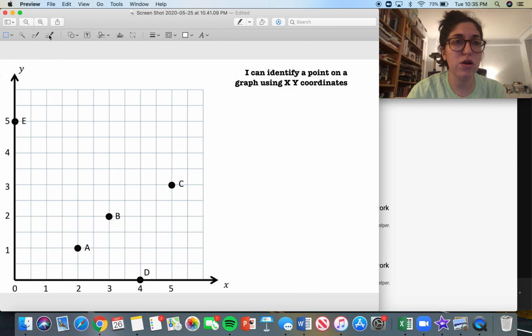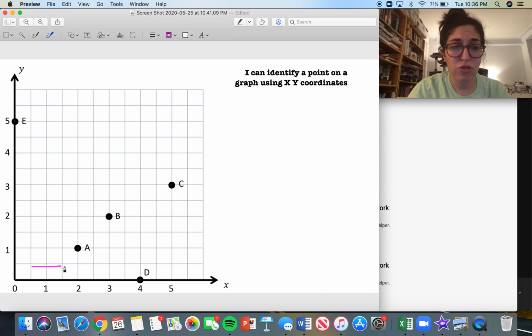What we're working on today is being able to identify a point on a graph using xy coordinates. A point on a graph is anything like this, any space on a graph. The x coordinate is the amount this way, or this way, or this way a point is. And the y coordinate is the up and down.